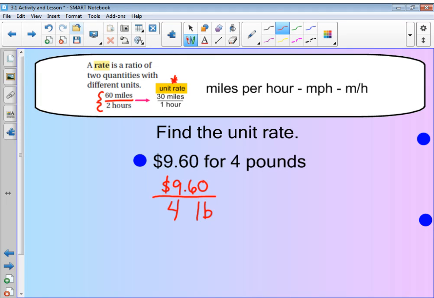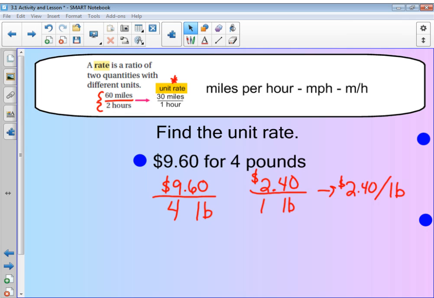So now when we divide this out or change it to its unit rate, top divided by bottom. So $9.60 divided by 4 gives me 2.4. So I have to remember that when I'm working with money, I have to have 2 numbers behind the decimal, which means I have to add a 0. So $2.40 per 1 pound. Okay, that can also be written like this, $2.40 per LB or pound. So you are spending $2.40 per pound on whatever this was that you were purchasing.